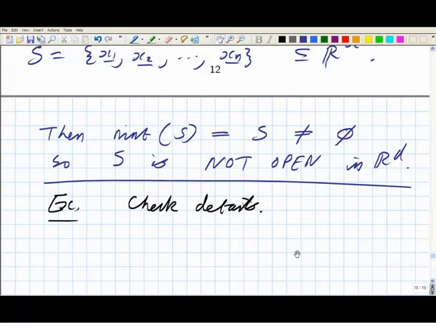Any questions on the example so far? So far we've talked about open sets and sets which are not open. We've got interior points, we've got non-interior points. Are there any questions about any examples we've looked at? Anything that I can clear up?